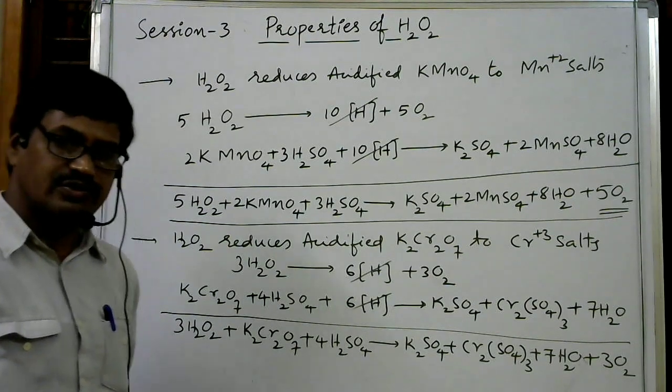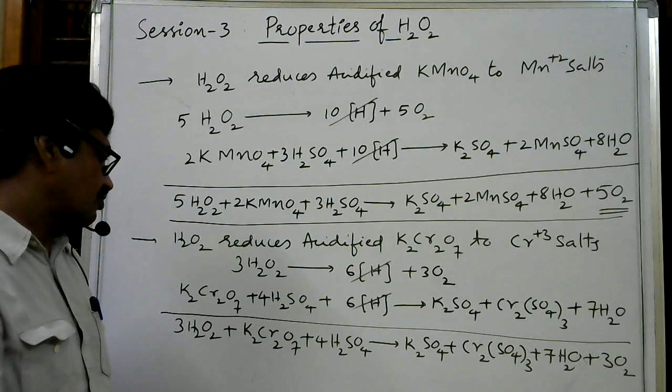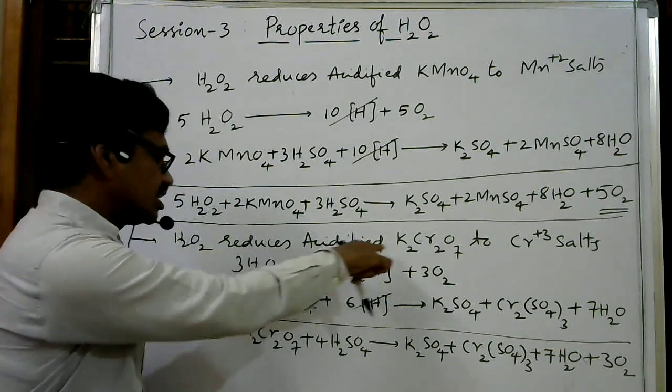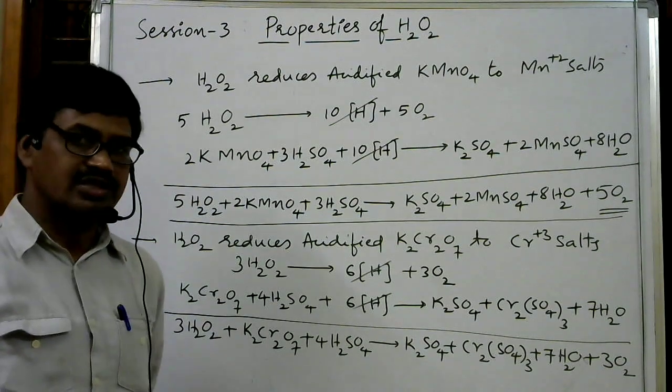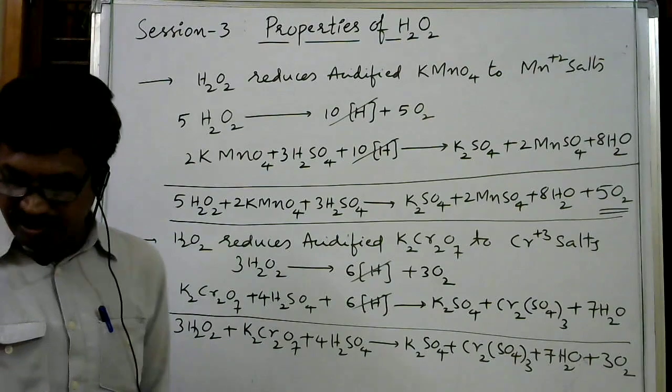So in this way you have to remember the reducing properties of H2O2 with potassium dichromate. Hydrogen peroxide reduces acidified potassium dichromate to chromic salt. So in this way we can remember. This is the reducing property of hydrogen peroxide.